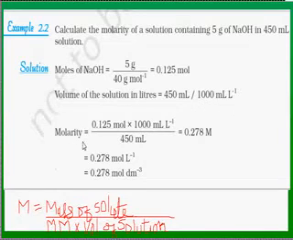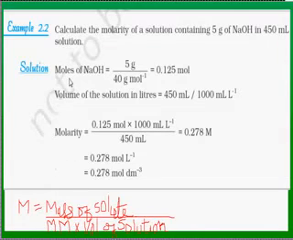So here we have molarity is equal to moles upon volume. So 0.125 mole upon 450, and as the value is in ml, we multiply the numerator by 1000. So on calculating, we get 0.278 molar, which is equal to 0.278 mole per liter, or equal to 0.278 mole per decimeter cube.